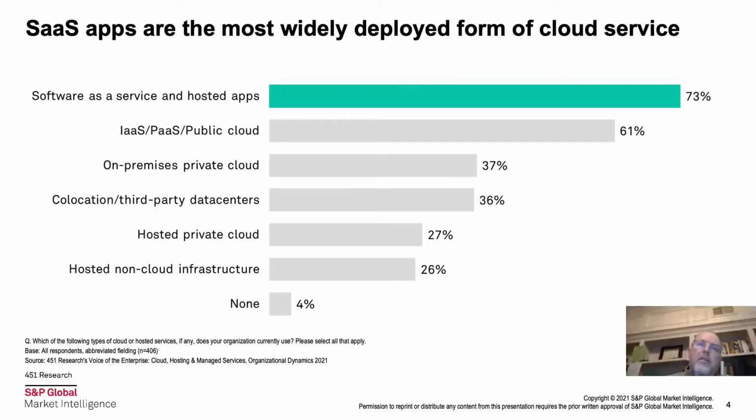So this next slide basically double clicks on that same point. It's essentially that SaaS applications are the most widely used form of cloud application these days. And really just to drive that point home, nearly 3/4 of all respondents are now using SaaS apps, which is the number one choice by a wide margin. Number two was infrastructure as a service and platform as a service at 61%. And also maybe worth calling out that that's nearly double the number that are actually using on-prem private cloud. So this is essentially across every type of business we're seeing this sort of adoption too.